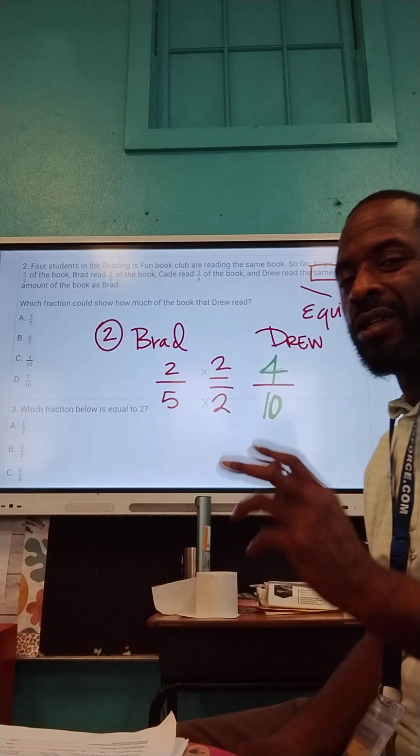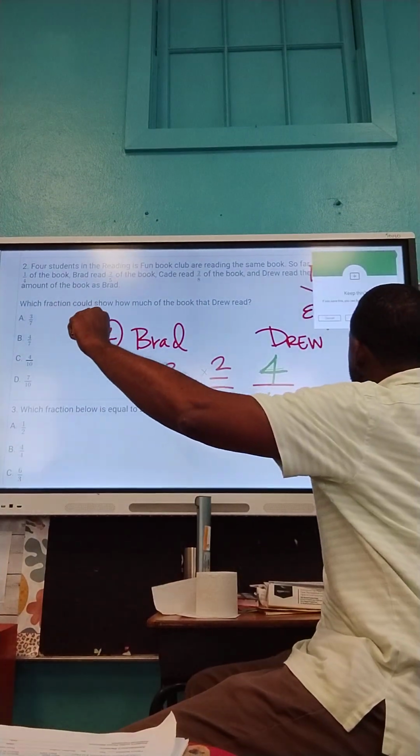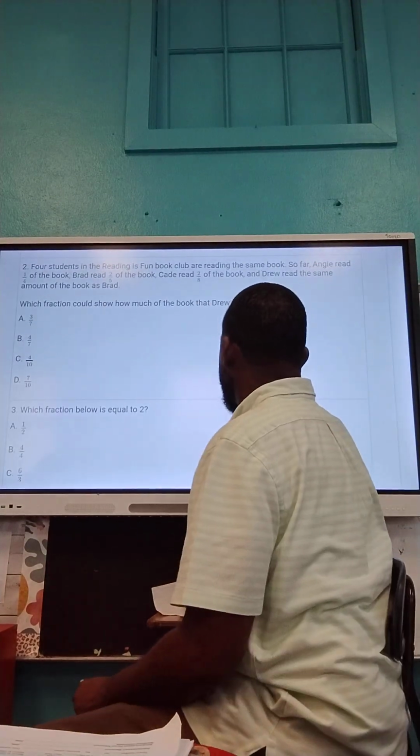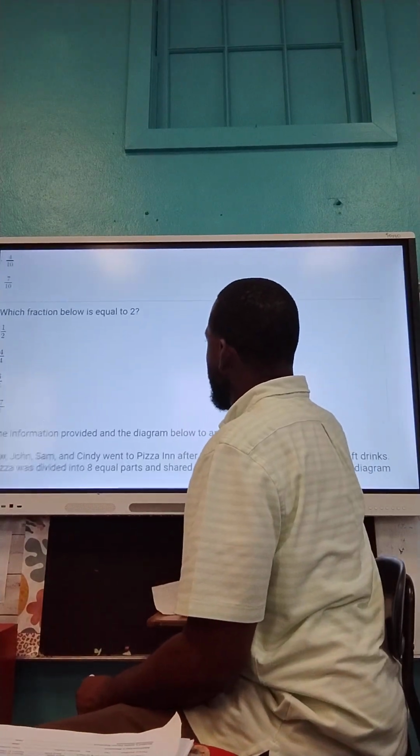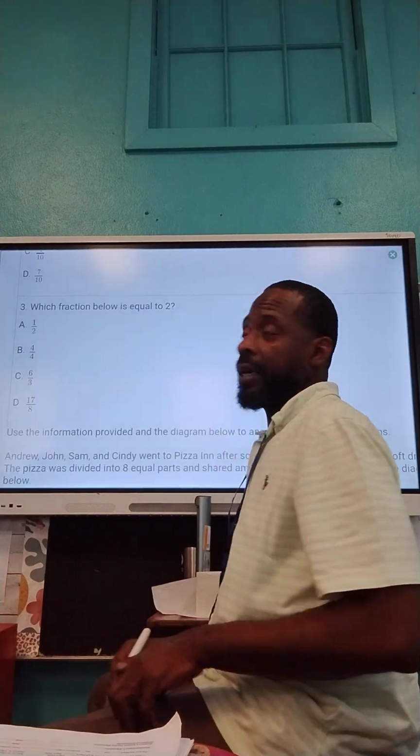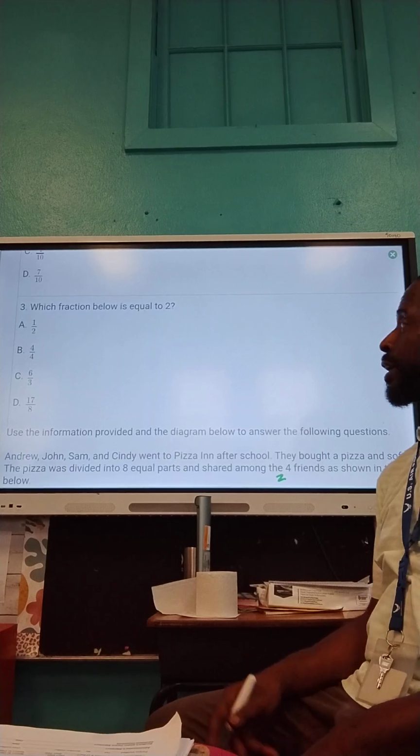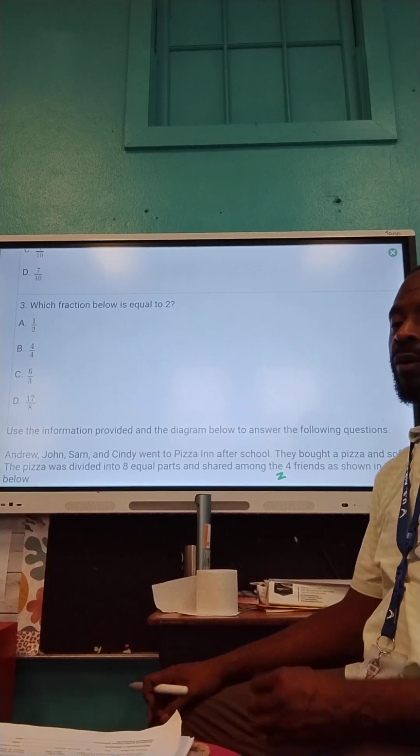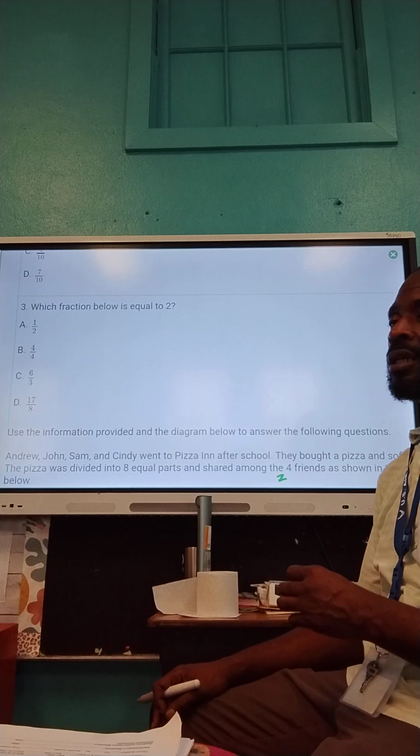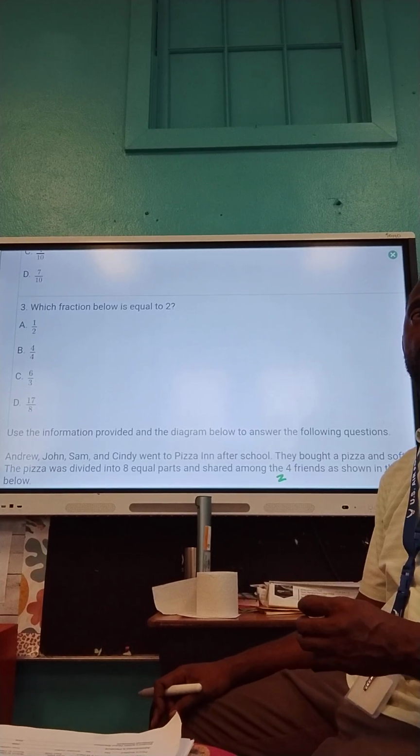All right, now let's get a little deeper. We're going to get a little deeper. No one answered the question. We're going to get to the answer. Let's look here at number 3. All right, let's read the question, ladies and gentlemen, then we're going to commence to answer it. Which fraction below is equal to 2? All right, let's read that again.